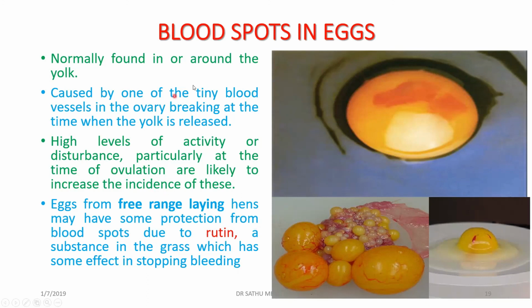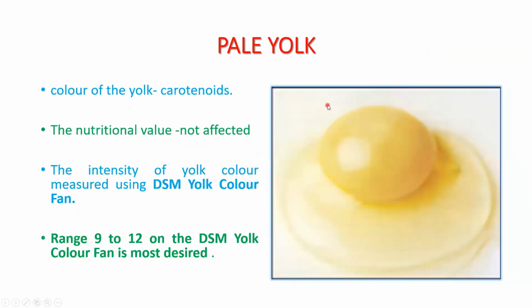So this is normally found in or around the yolk, caused by one or tiny blood vessels rupturing, or high level of activities. Or this is mainly during the laying time. If you put the birds under stress, or if you chase the birds, in such cases we can come across these blood spots. So there will be a rupture of capillaries, and we can come across the blood spots. Remember, this is mainly seen in the yolk. Meat spots are mainly seen in the albumen.